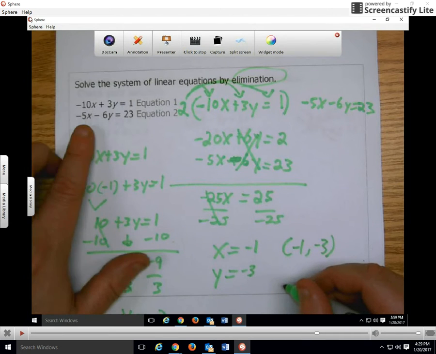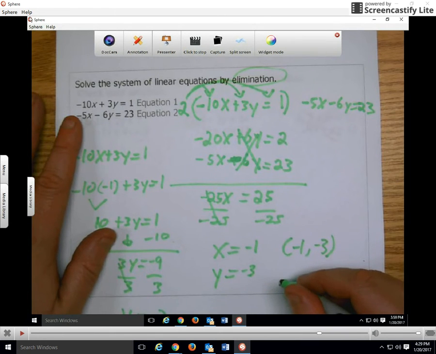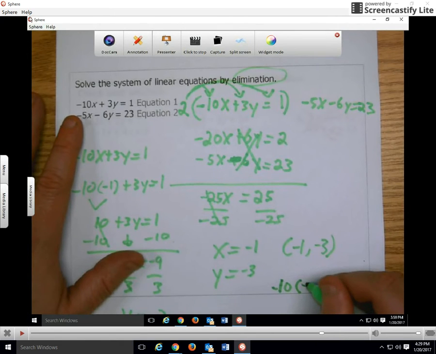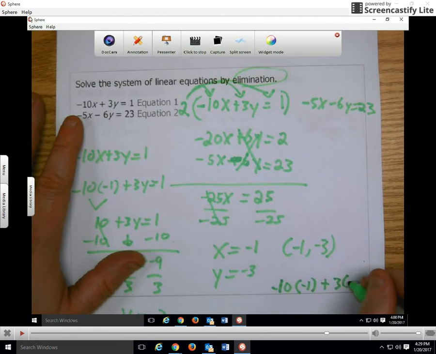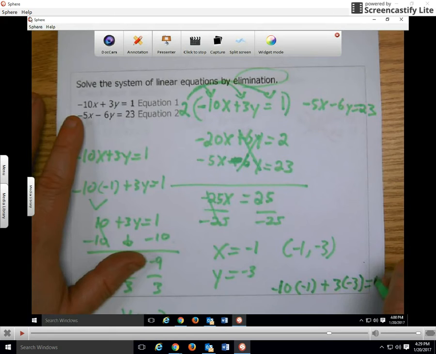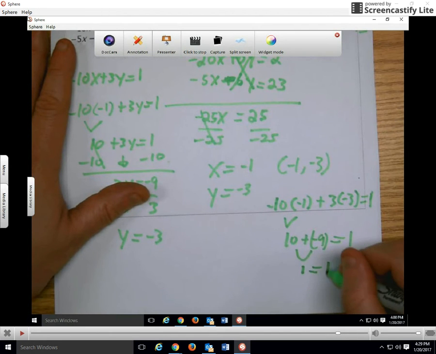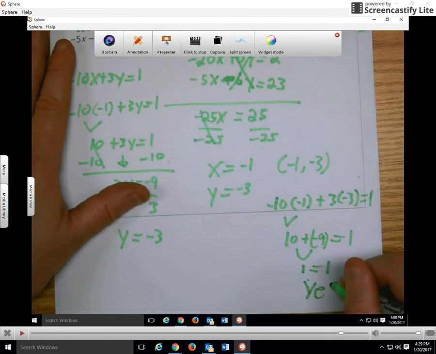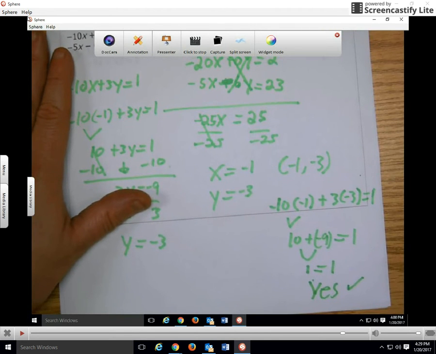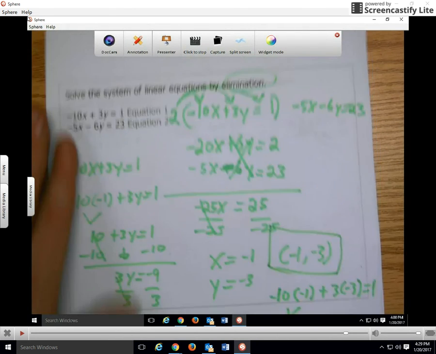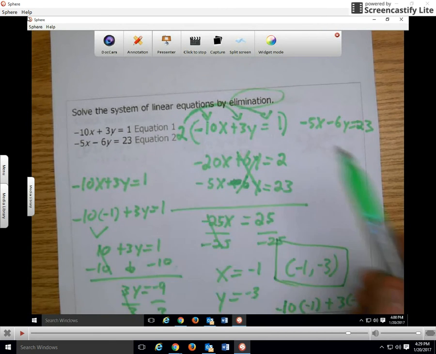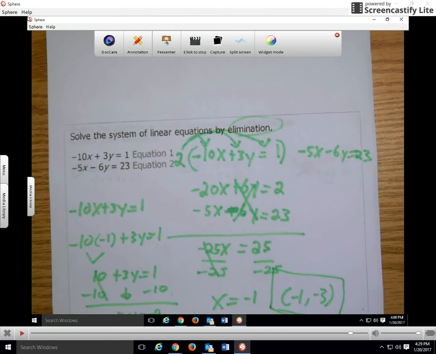And then you can always check by substituting it back in. I'm going to do it this time. I'll just choose the same equation that we just did. Negative 10 times negative 1 for the x, plus 3, and then the y, instead of a y, we'll put in a negative 3, equals 1. 10 plus a negative 9 equals 1. 1 equals 1. Yay. Okay, so we did it right. The answer is negative 1, 3. Great. So sometimes we have to multiply an equation in order to get the terms to be opposite.